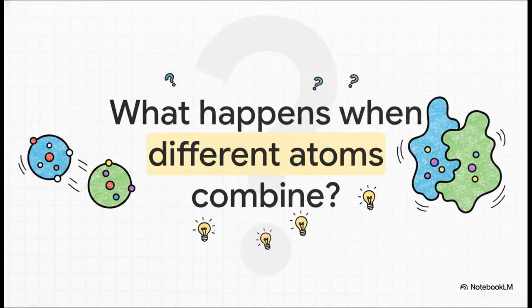But as you know, answering one question in this explainer always opens the door to an even bigger one. So here's a little something to chew on. If protons perfectly and rigidly define an individual element, what in the world happens when atoms with completely different atomic numbers crash into each other and combine? Do they create something entirely new?